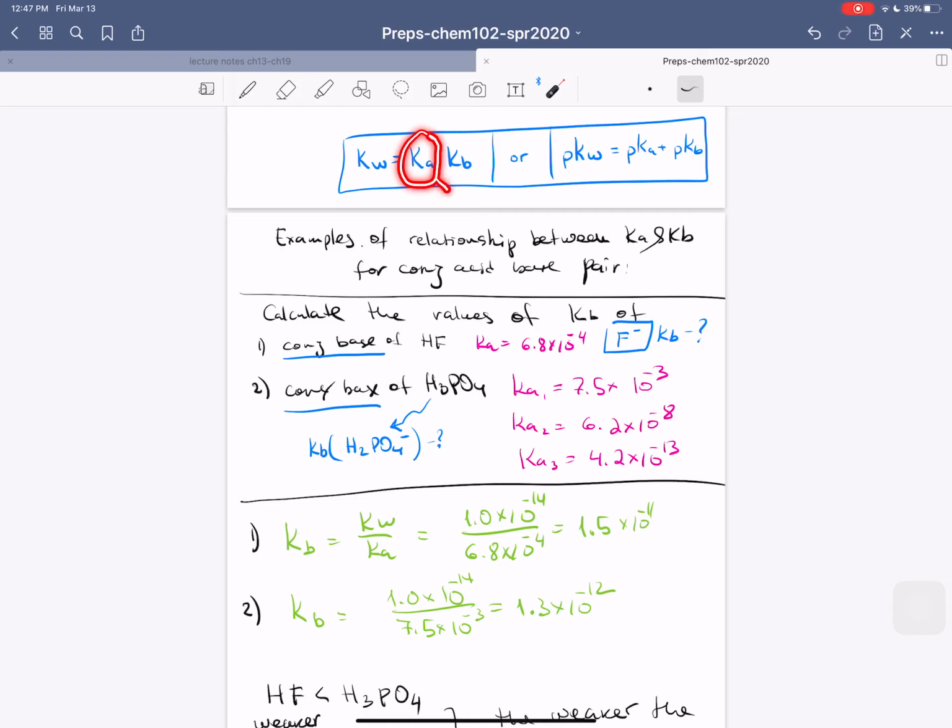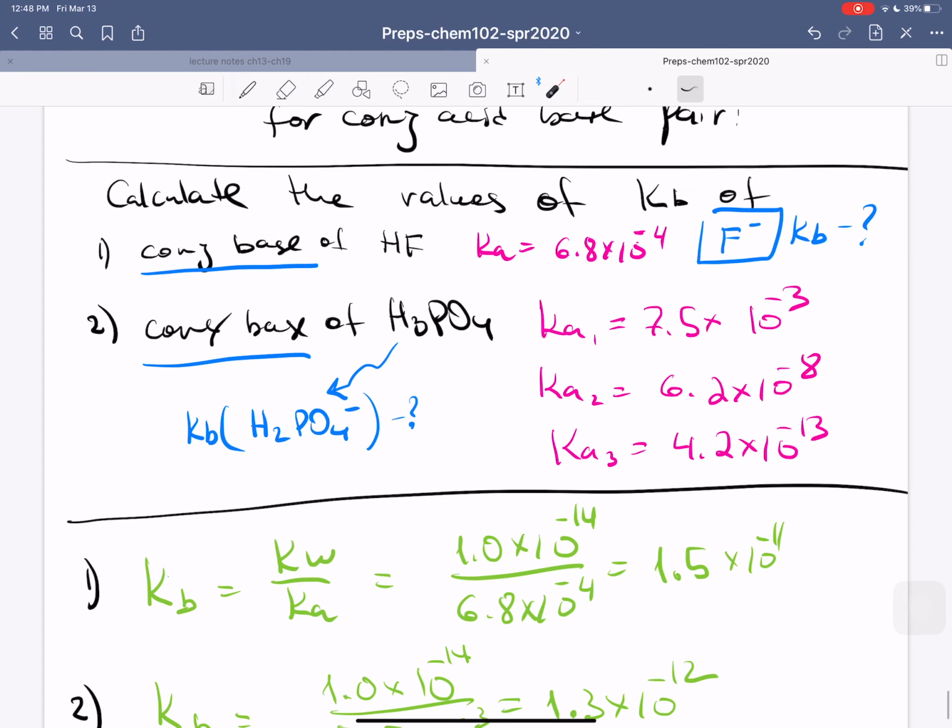So the value of Ka of the hydrofluoric acid is given right here. So if we know the value of the Ka of the hydrofluoric acid, and we're assuming that we're working at 25 degrees Celsius, then at 25 degrees Celsius, the value of Kw is 1.0 times 10 to the negative 14th. So what we know here, we know the value of the Kw, we know the value of the Ka, and we need to calculate the value of the Kb. So let's do it for the hydrofluoric acid.